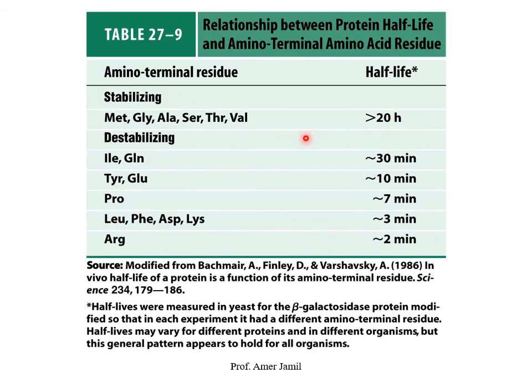Half-life of proteins depends basically on the amino acids present in the amino-terminal residue. So some of the amino acids have more half-life. You can say that these are stabilizing, such as methionine, glycine, alanine, serine, threonine, valine, with more than 20-hour half-life. Other amino acids are destabilizing. Some are like 30 minutes, and some like arginine have only a 2 minute half-life of the proteins where this arginine is present.